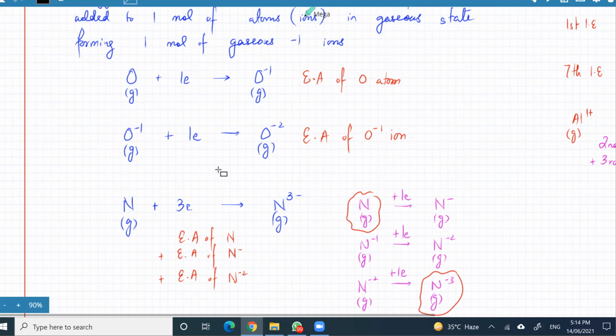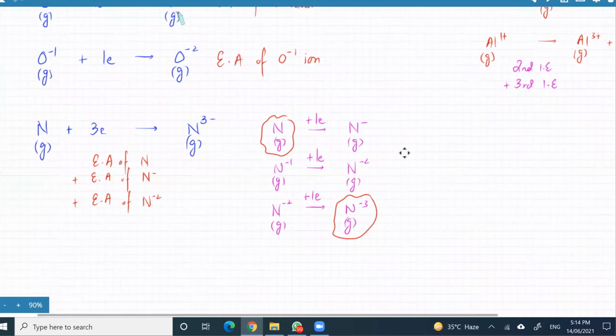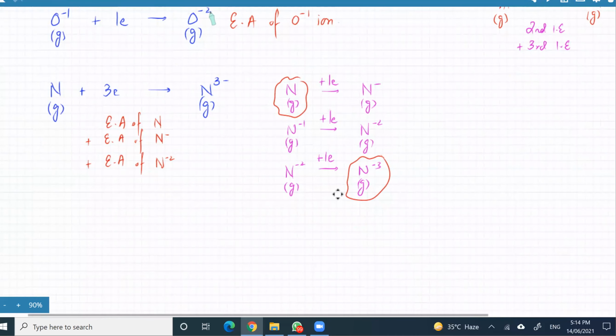Now look at nitrogen as well. Do you think it becomes more difficult to gain electrons? Like, it's easier to gain the first electron and way more difficult to gain the third electron? Or does it become easier to gain electrons? Any idea? It's going to become more difficult to gain electrons.